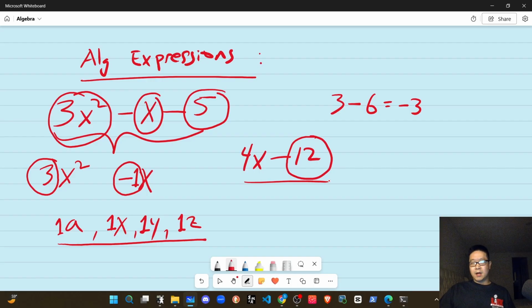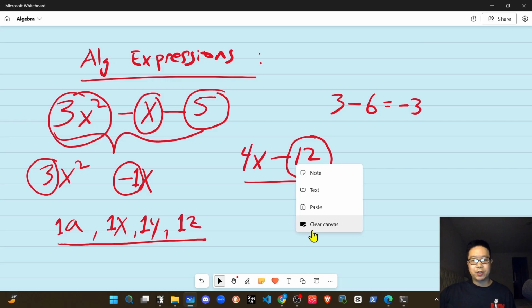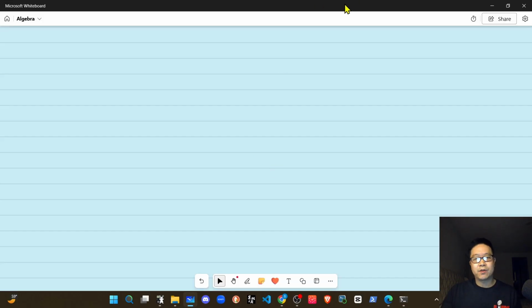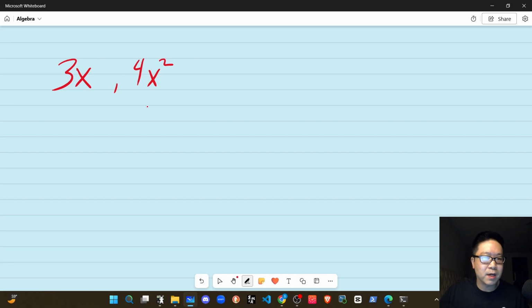So the other thing we learned about, besides algebraic expressions, constants, terms, and coefficients, would be combining like terms. So first of all, if we had something like 3x and 4x squared, these wouldn't be like terms because while they have the same variable, the exponent on top of the x is 1 for one of them. So they have different exponents. So these are not like terms.